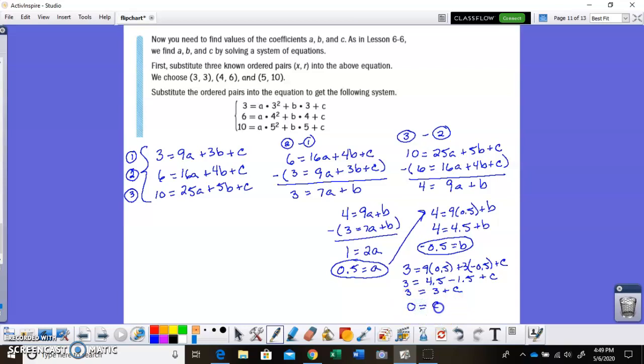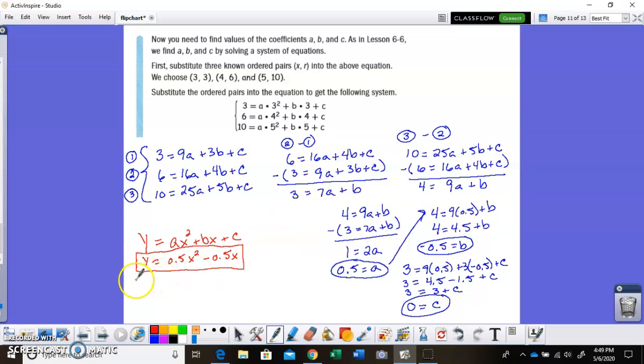Now remember, my original form of a quadratic is y equals ax squared plus bx plus c. I can now fill in that a, b, and c. So y equals 0.5x squared minus 0.5x plus 0. So I'm not going to write anything. This is a polynomial that could tell me how many roads I need for any given number of cities.